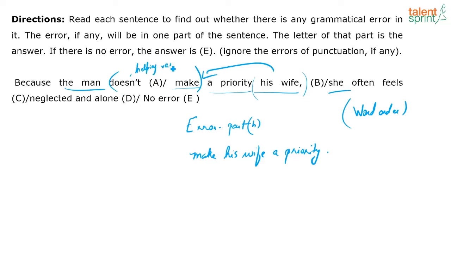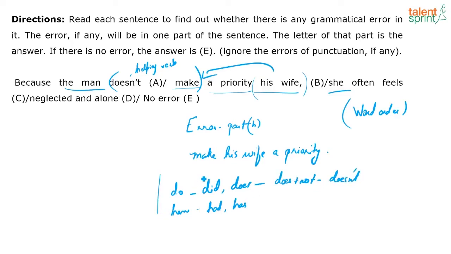Remember, helping verbs are not only be forms which we looked at earlier. It is also do and have, right? Which is did, does, had, has. So if I'm saying, obviously here it is the negative form, does plus not, doesn't. So this is a helping verb, right? Doesn't make is the main verb. So I have the subject, I have the helping verb, then I have the main verb. Sometimes there may not be a helping verb, right? Then what? Object. Object is his wife.